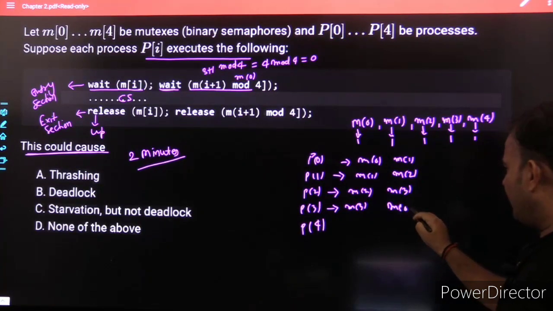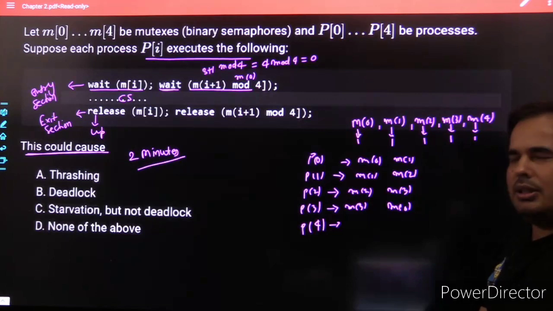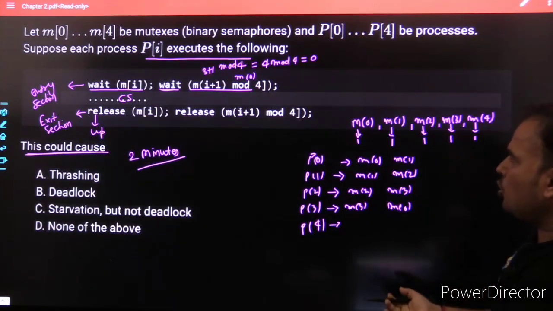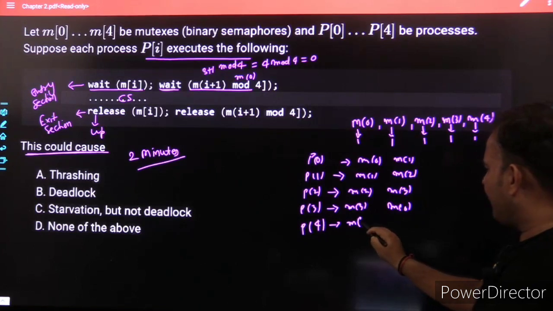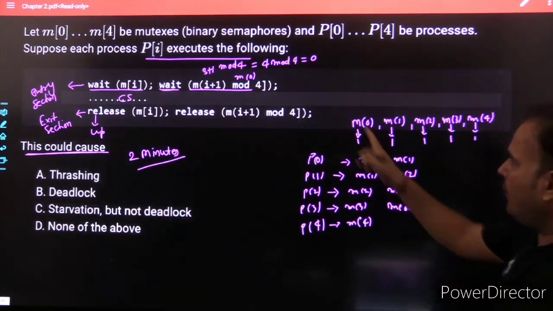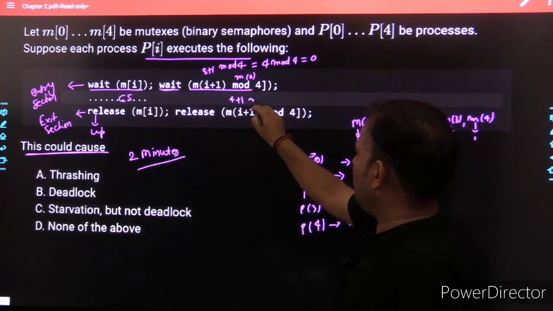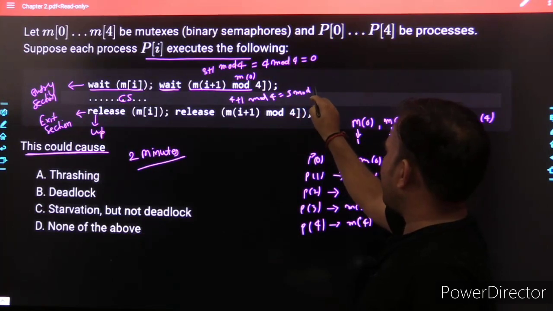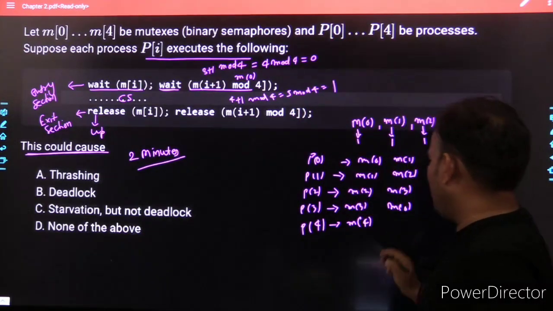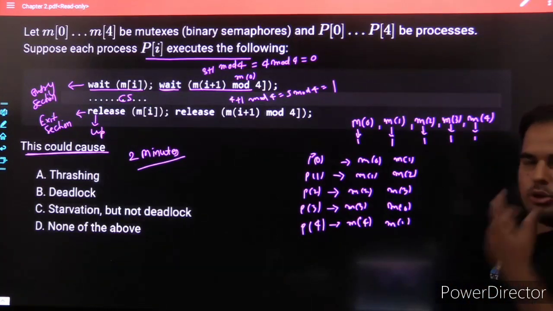So it requires M0. Understand? And when process P4 wants to go into the critical section, it needs to perform the down operation on M4, and from here 4 plus 1 mod 4, which means 5 mod 4, the remainder is 1, so M1.